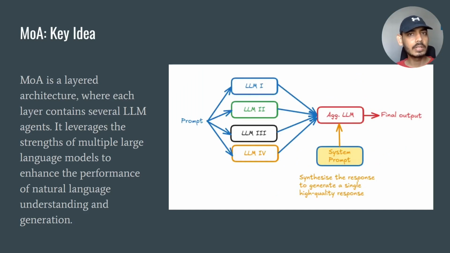So it is a layered architecture. Consider you have four LLMs, and you have a single prompt that you are passing to your LLMs, and each LLM will generate its response. The final LLM will try to understand the responses from all the previous LLMs and synthesize based on the prompt that you give to the aggregator LLM. It will synthesize a response from the responses generated by the previous LLMs, and it will give you the final output. In general, it results in better understanding of natural language and also better text generation based on the kind of input you give.